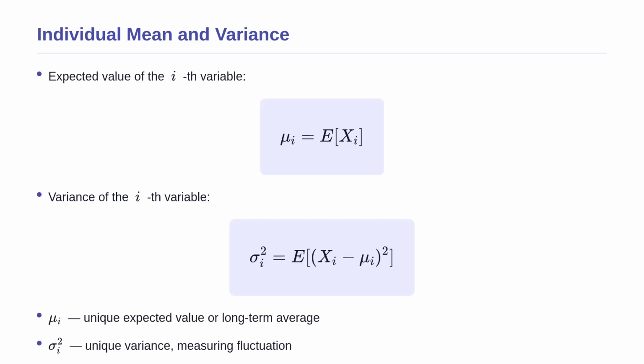Building on that setup, we define the core properties for each specific variable. The formula on screen shows how we calculate the expected value, or mean, for the ith variable, denoted by mu sub i. This is its mathematical center. Next, we calculate its variance, denoted by sigma squared sub i, which measures how much the values fluctuate around that center. Because our variables are mismatched, one might have a tiny variance while another has a huge one. Understanding these individual pieces is the first step toward understanding the whole.